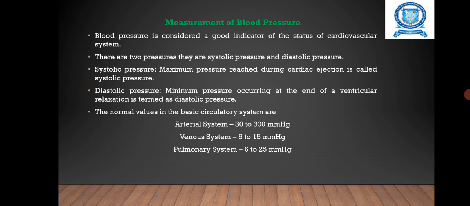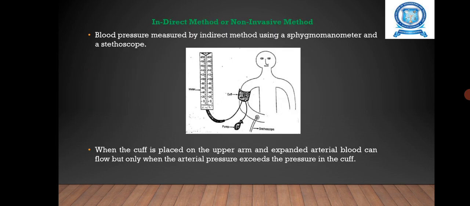Then the normal values in the basic circulatory system are: arterial system 30 to 300 mmHg, venous system 5 to 15 mmHg, pulmonary system 6 to 25 mmHg. So blood pressure is usually measured by two methods: direct methods and indirect methods. First we are going to see the indirect method, or non-invasive method.